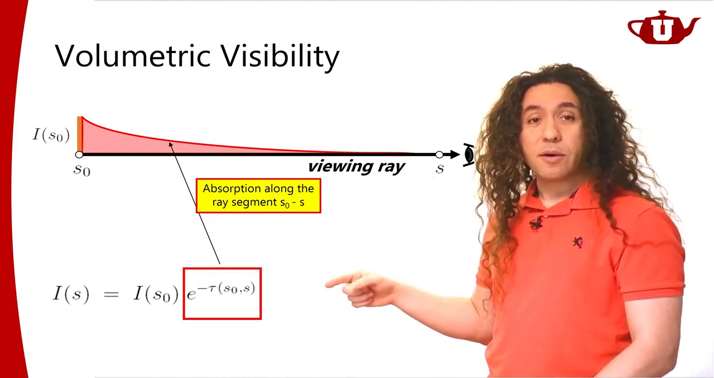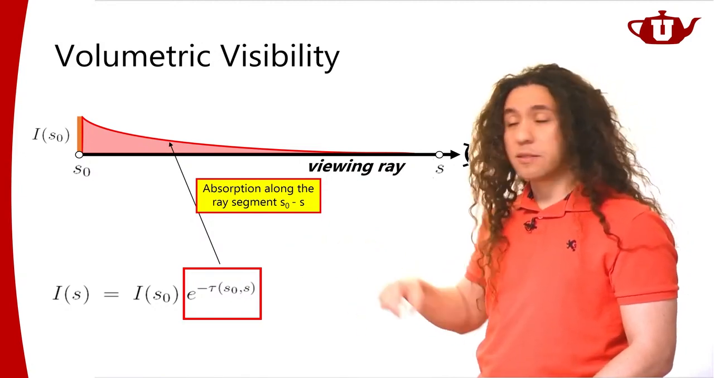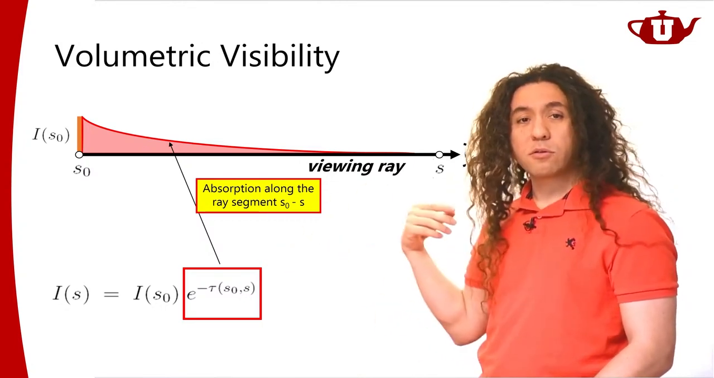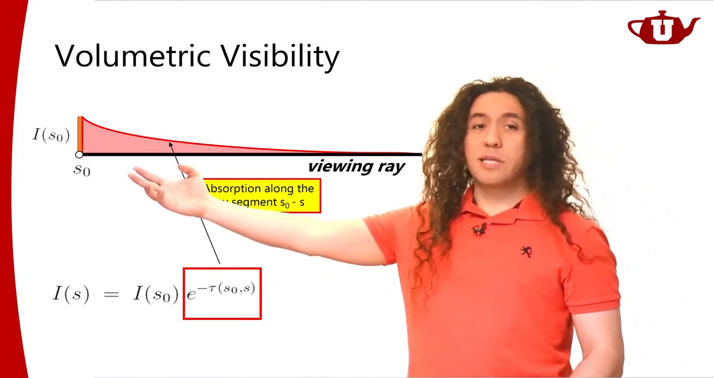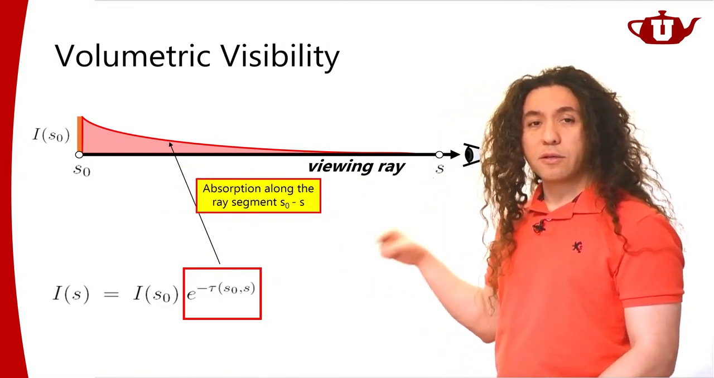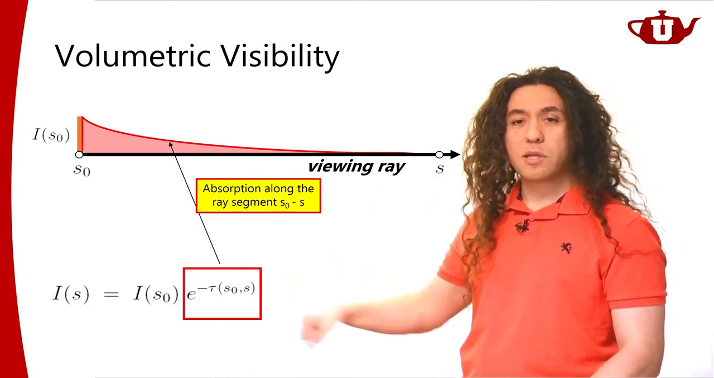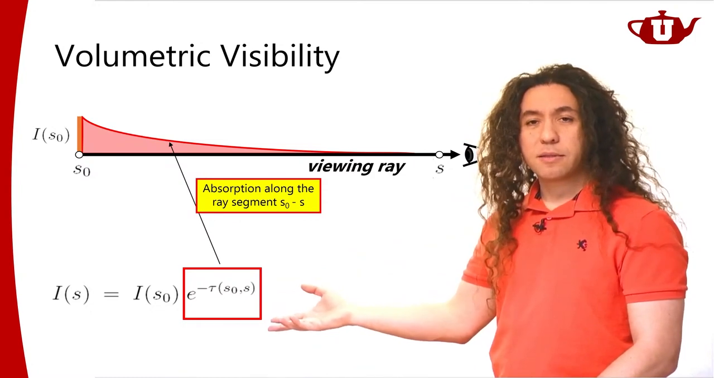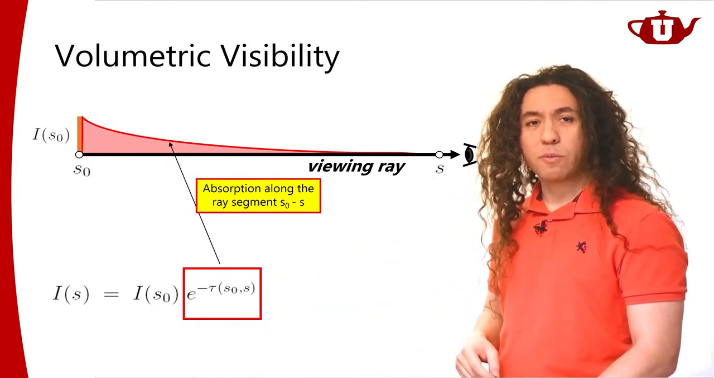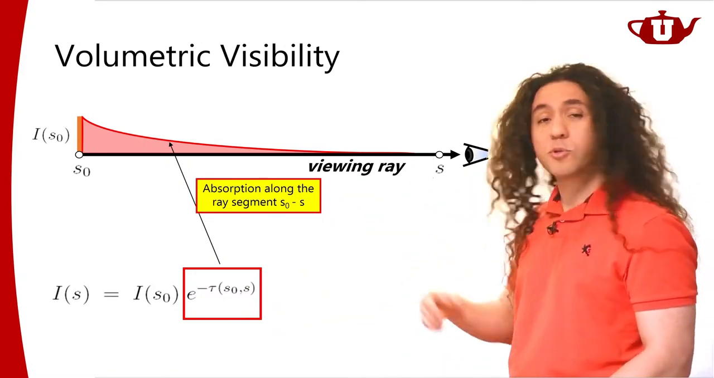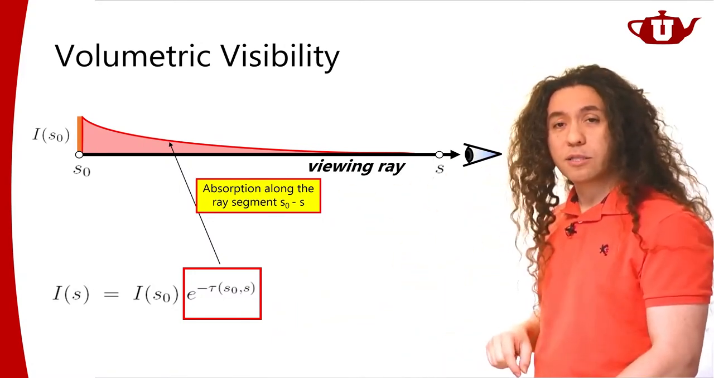In this case, I have this function that determines the total extinction along the ray, and that's going to tell me how much of the light will arrive here. So the exponential decay will give me the percentage of the light, the portion of the light that I will be able to see. And this is, again, assuming I have constant absorption along this view direction.